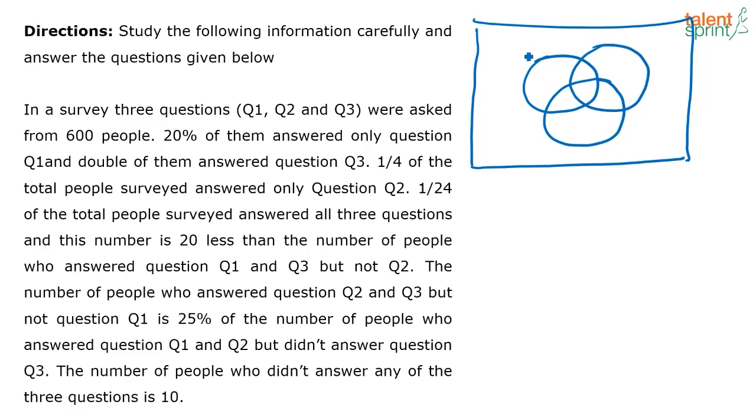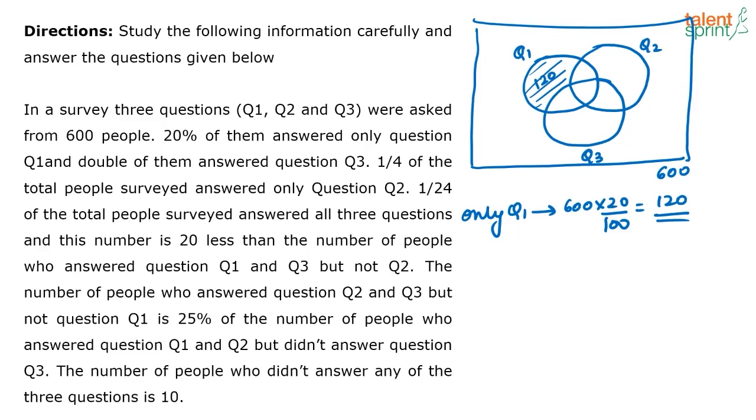Okay, so here there are 3 questions, Q1, Q2, Q3. Now how many people are there in total? There are 600 people in total. 20% of them answered only Q1. How many people have answered? 20% of this 600, that is 600 into 20 by 100, so there are totally 120 people who have answered only Q1. So where do I put this 120 in this Venn diagram? Only Q1 means no intersection, correct? Only Q1 means this is the region.